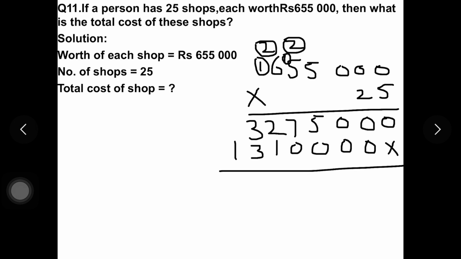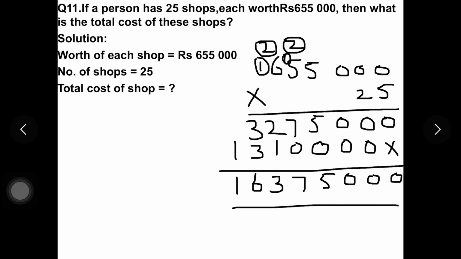Yes student, now we will add. 0 0 0. 5 plus 0 is 5. 7. 2 plus 1 is 3. 3 plus 3 is 6. 3, 4, 5 and 6 and 1. Yes student, the total cost of 25 shops is rupees 16,375,000. That is the answer.